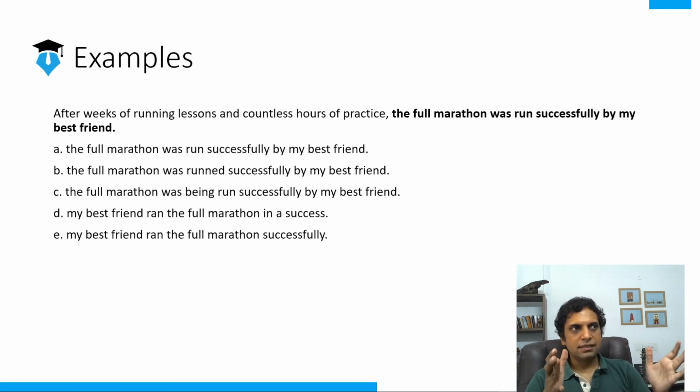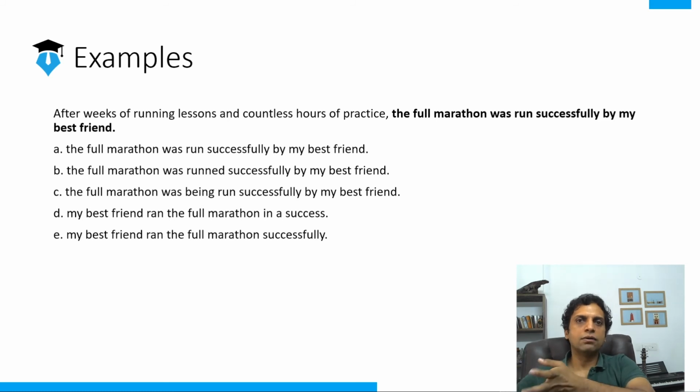What is this referring to? Who has taken weeks of running lessons and countless hours of practice? Not the marathon. My best friend. Therefore, you need to anyhow move the subject of the modifier close to the modifier, and you want to convert it to active voice. So both problems in this sentence will be solved by which option? Now, once you figured this out, you don't even need to read the full sentence in a few of the options.